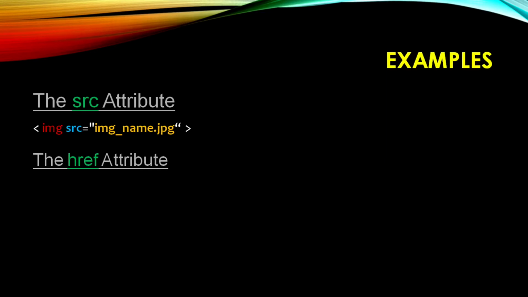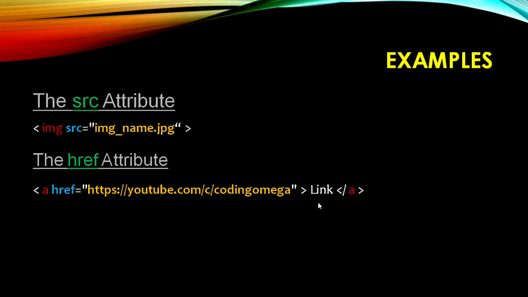After that, let's learn about the href attribute. The href attribute can be used with the a element. The a element is used for adding a link in your website. When we click on this link, it will be redirected to my YouTube channel, as I have put the value as the link of my YouTube channel. And remember that you have to put it in the opening tag.